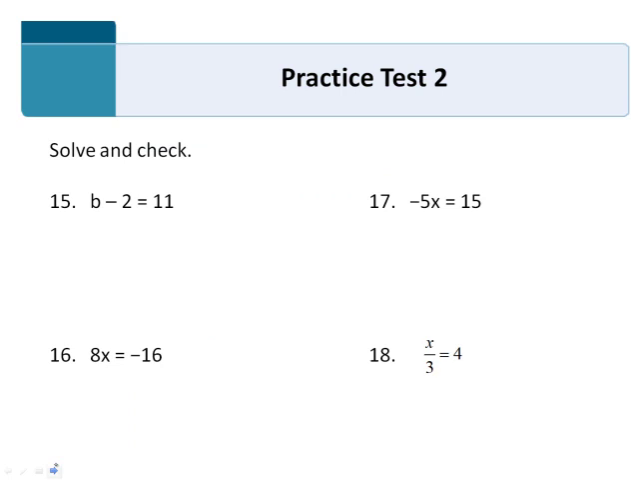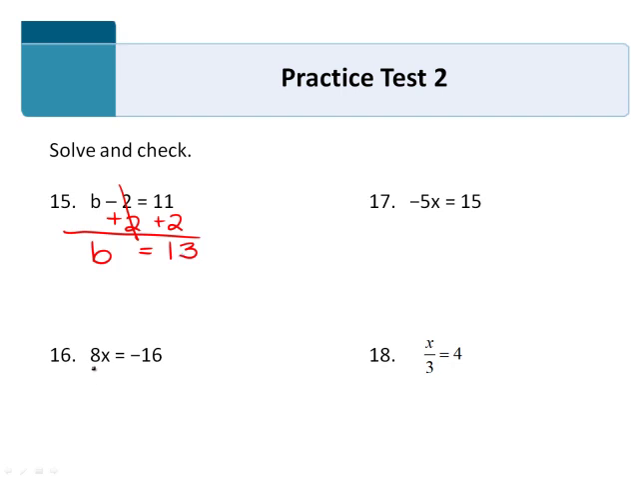All right, 15, b minus 2 equals 11. So we need to get the b by itself, which means we need to get rid of that negative 2. So add 2 to both sides. Always do the opposite operation. So b comes down, the 2's are gone, and it equals 13. Okay? And you can check all of these by plugging your answer back into the variable.